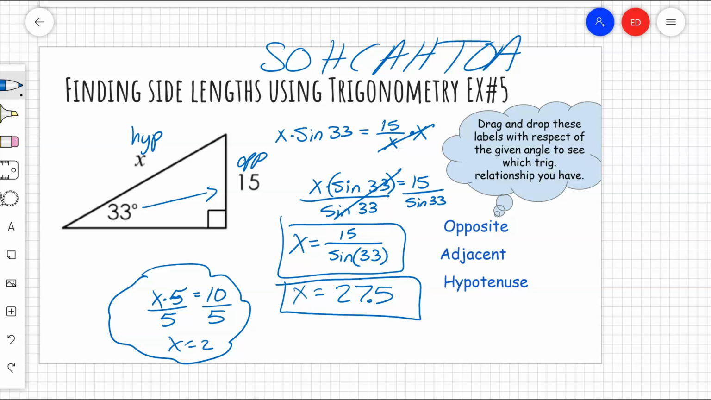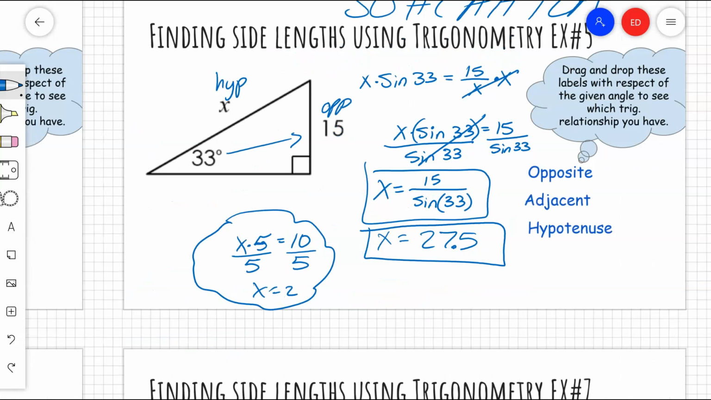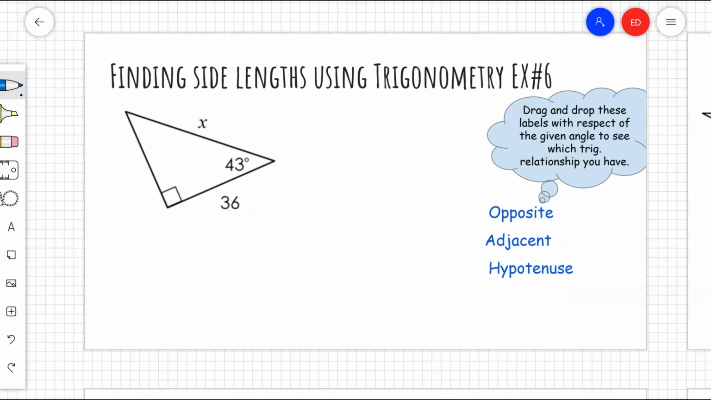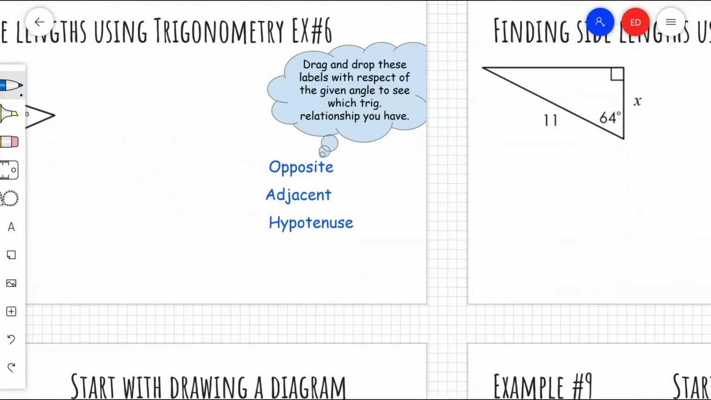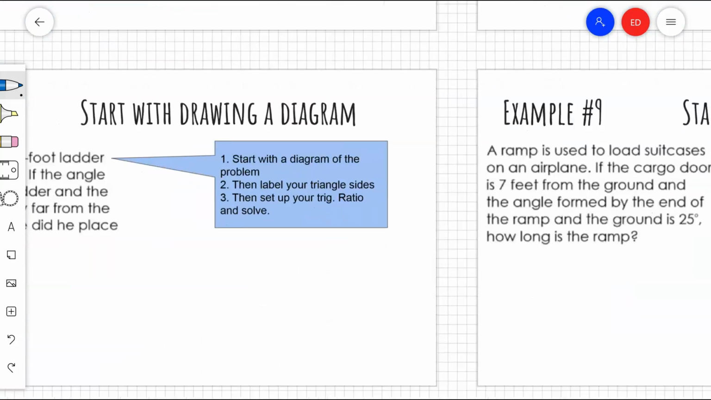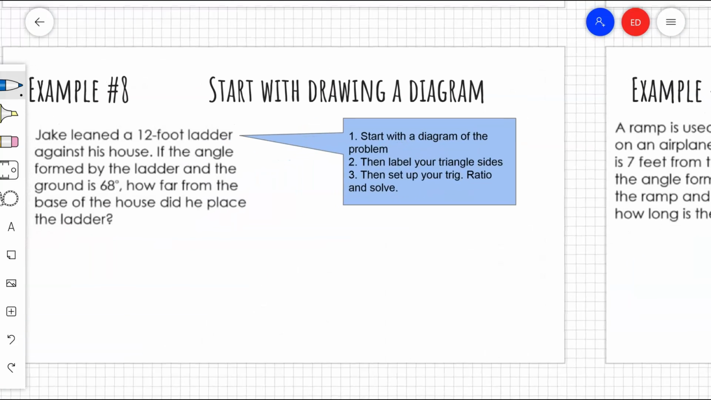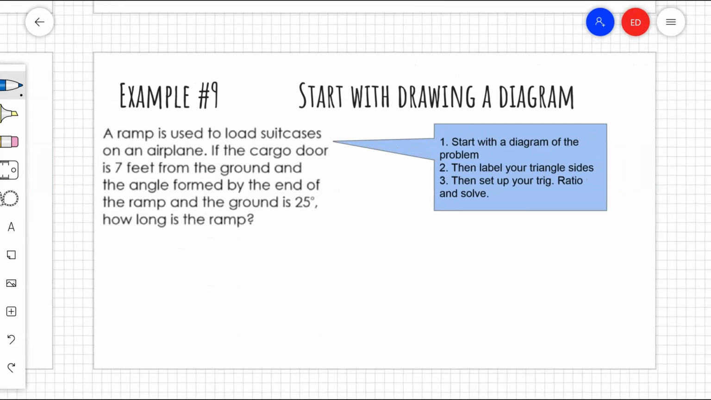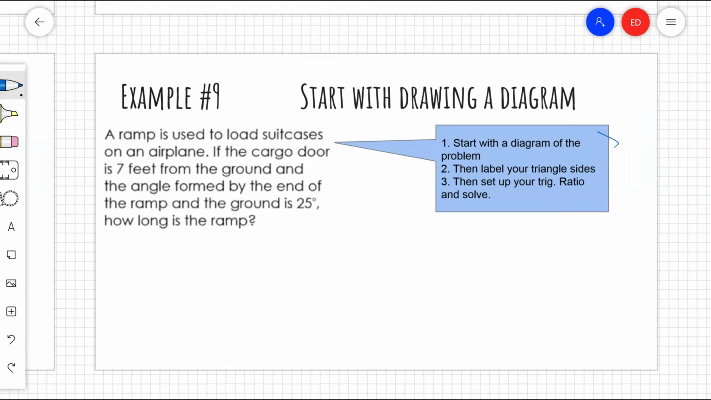All right, what I'd like you to do now is set up and solve number 6, number 7, number 8, and number 9. Make sure you draw a diagram on both of these, set up the ratios, and solve it out. I'm going to come back with the solutions. Here we go. Hope you pause.